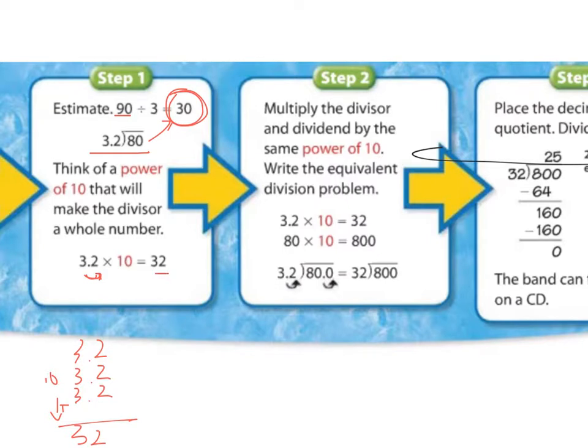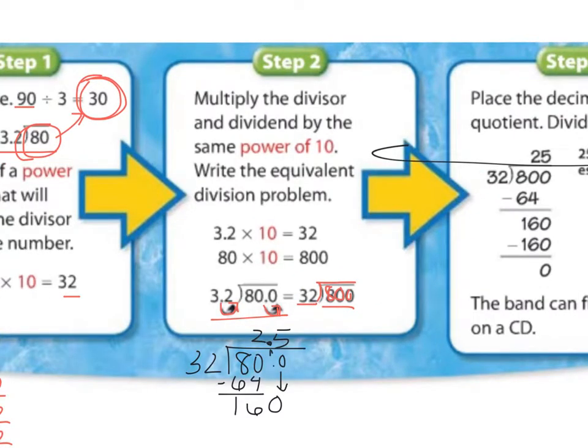So we get 32. See how you move it over? Our new problem is 32 with 800 in the middle. So this is 800 divided by 32. Well, how did 80 become 800? If you move the decimal on one side of the problem, you must move it on the other, or you're changing the whole problem and the answer is going to become wrong, and that's a big deal.